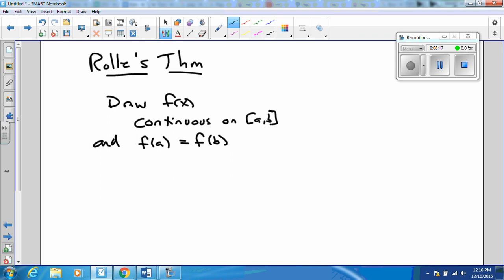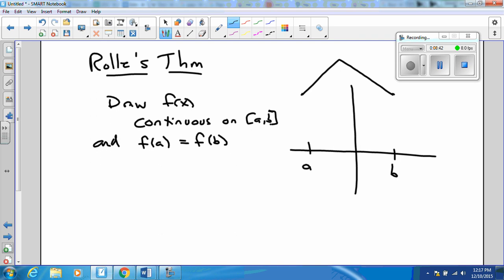I might start by just picking a value for f(a) and f(b), and as long as I'm curving between. So I'm going to start by choosing an a and b. Here's an a and b. What value do I want f(a) and f(b) to be equal to today? 6 works for me. So f(a) and f(b) are both going to be 6. And now I'm going to draw it so it's continuous in between.